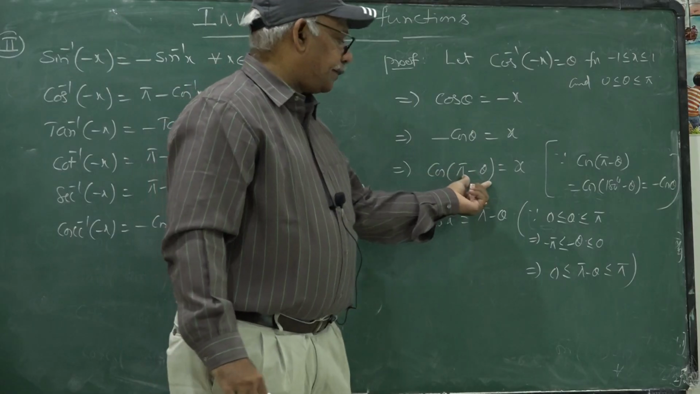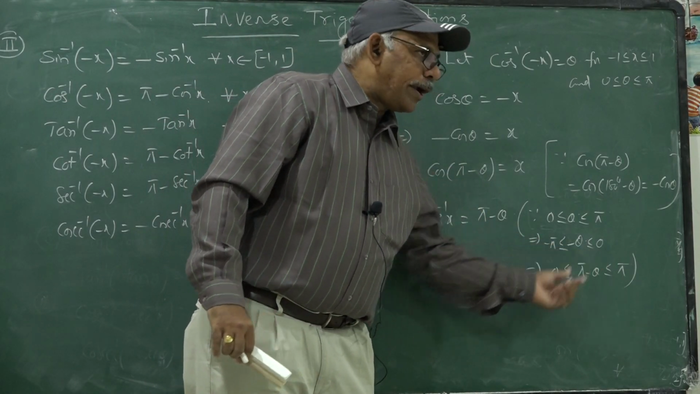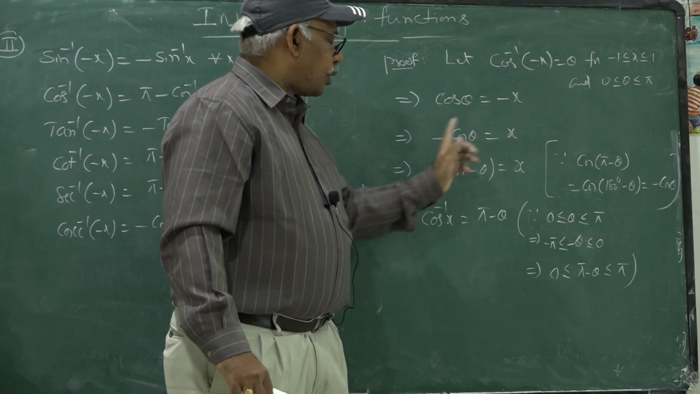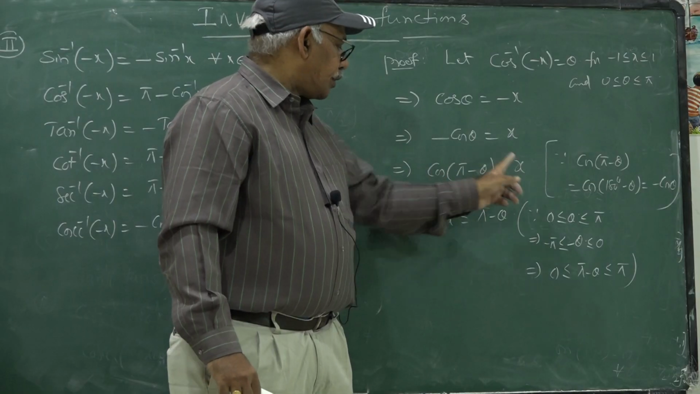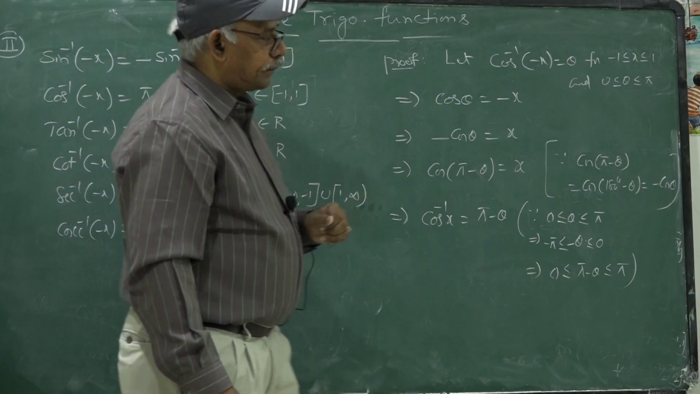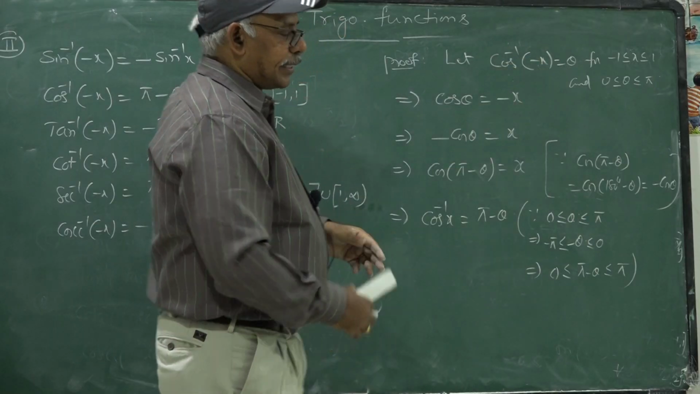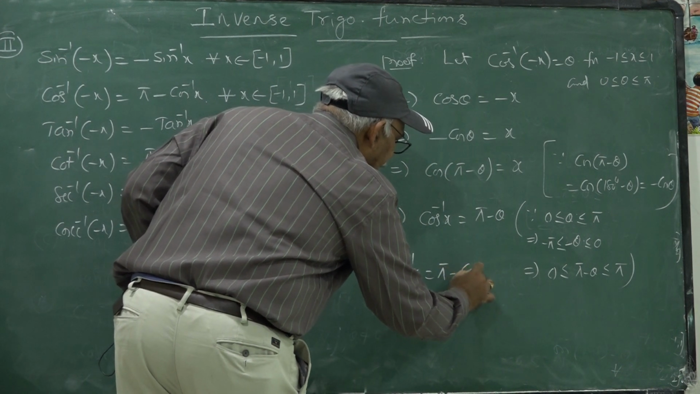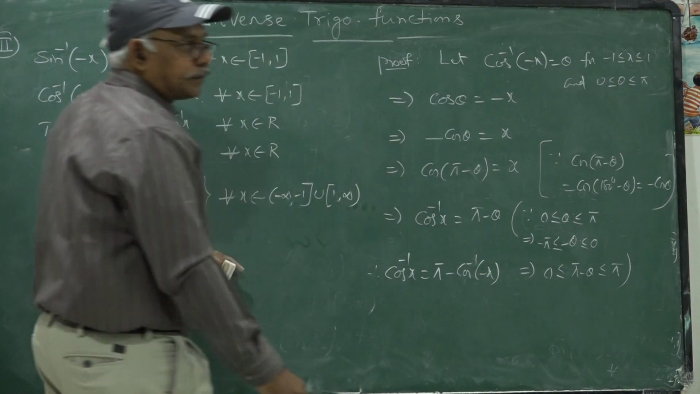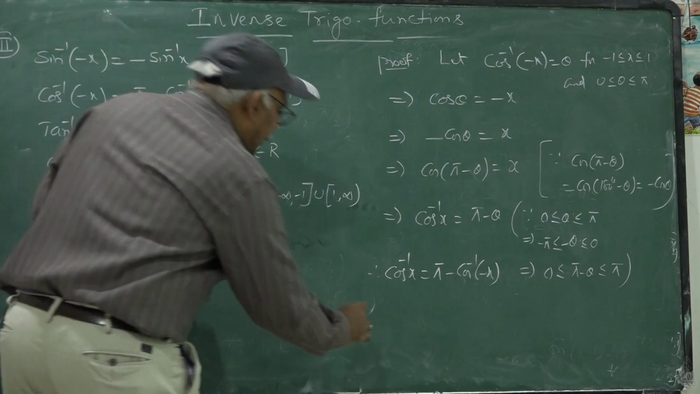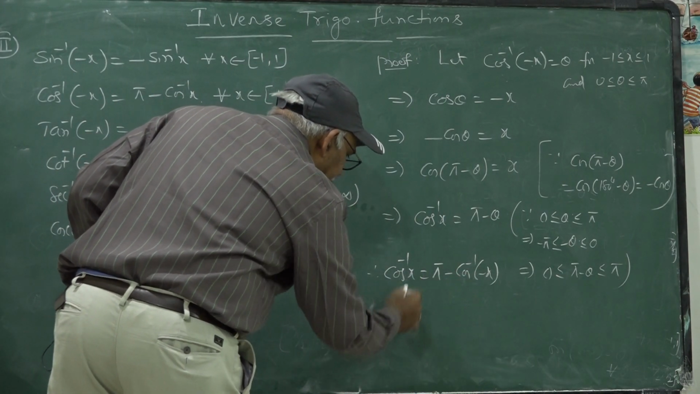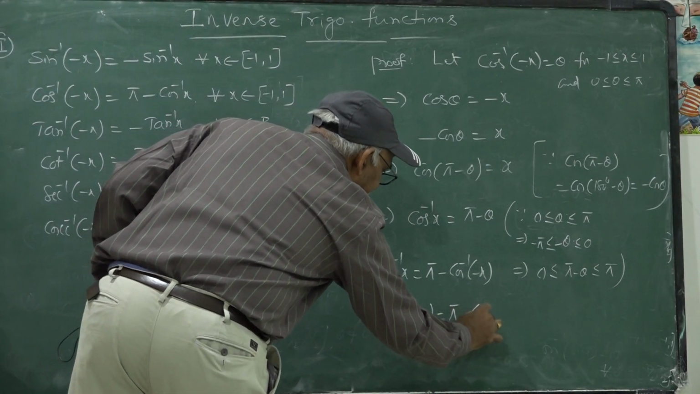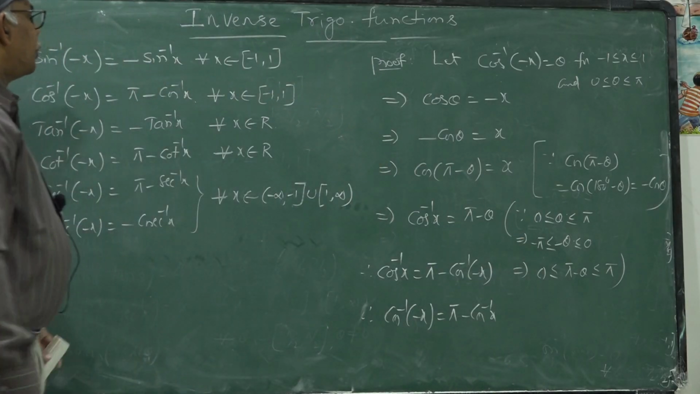Since pi minus theta lies between 0 and pi, it is invertible, it becomes bijective, hence cos inverse exists. Once you apply cos inverse on both sides, cos inverse of x becomes pi minus theta. But theta is cos inverse of minus x. So, therefore, cos inverse x equal to pi minus cos inverse of minus x. Therefore, interchanging these two, we get cos inverse of minus x equal to pi minus cos inverse of x, which is our required result.